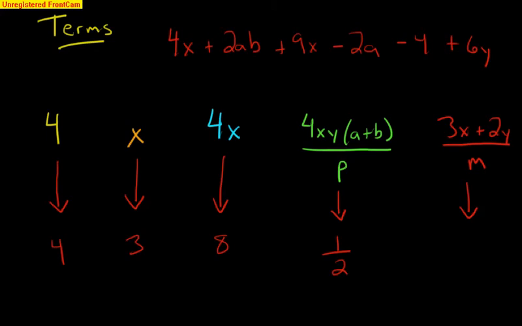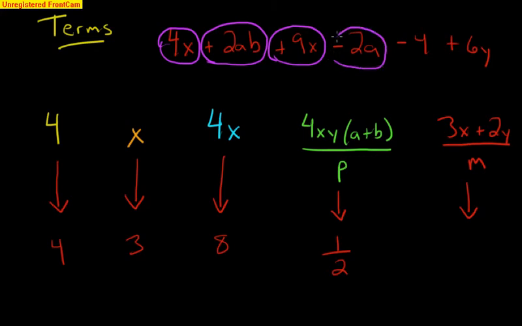The way we would mark these terms, change colors here, is we would say, okay, 4x is a term. Positive 2ab, I take the sign with it. 9x is a term, but it's a positive 9x, so I take the sign with it when I consider what term it is. 2a is a term, but I take the sign with it. It's really negative 2a. Negative 4 and positive 6y. So in this particular expression that we started with, I have 1, 2, 3, 4, 5, 6 terms.